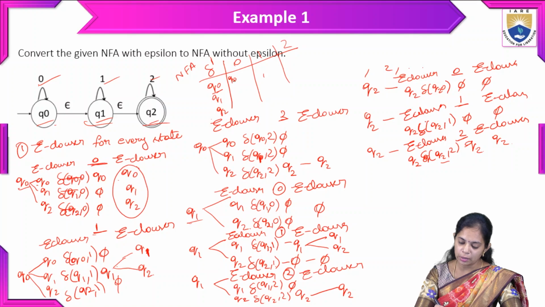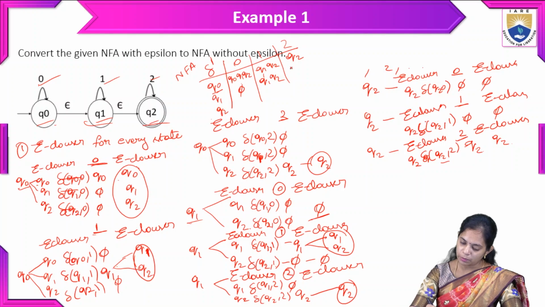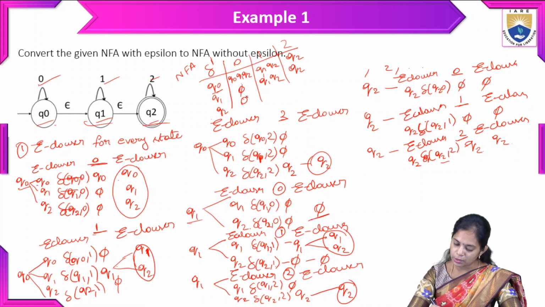We need to write all in the symbol. And next, for 0 input symbol and 1 input symbol, we got the values Q1, Q2. And for 2 input symbol, we have only Q2. And for the Q1 state, for 0 input symbol, it is phi. And for 1 input symbol, it is Q1, Q2. And for 2 input symbol, it is Q2 only. And for Q2, what is the result? For 0 input, phi, for 1 input, phi, and for 2 input, it is Q2.